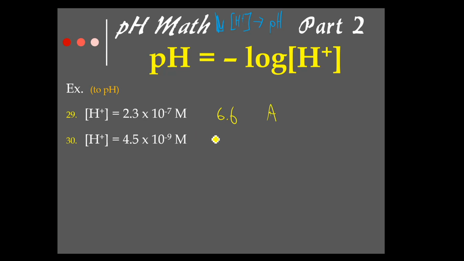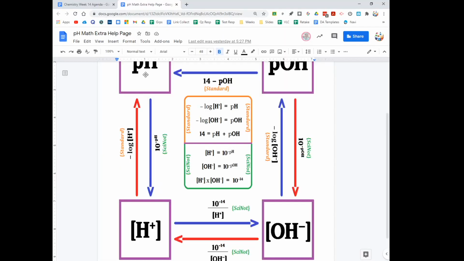All negative log, whatever it is. In this case, we are at 8.3. And at 8.3, we have a base. So we just took care of the left side of our concept map.